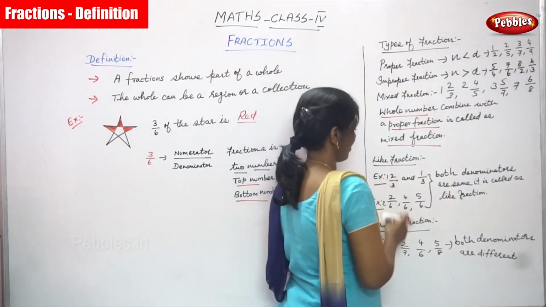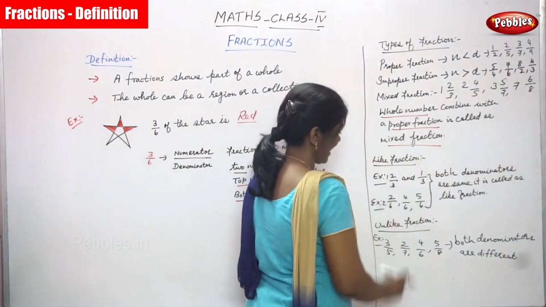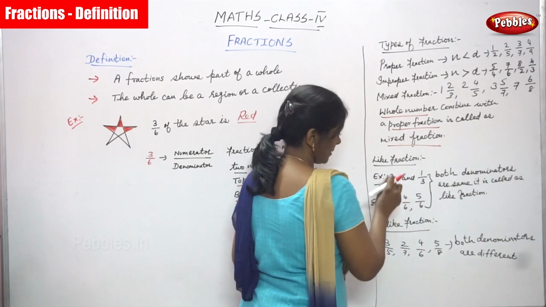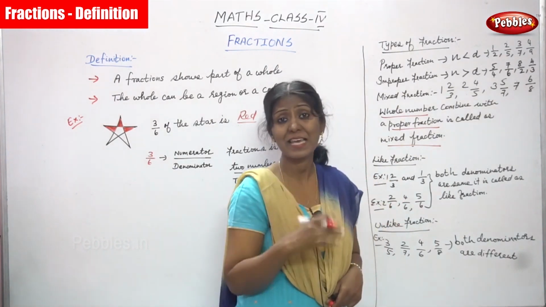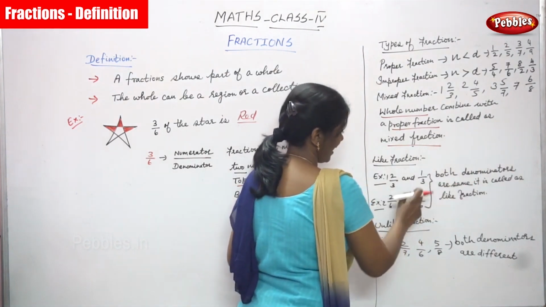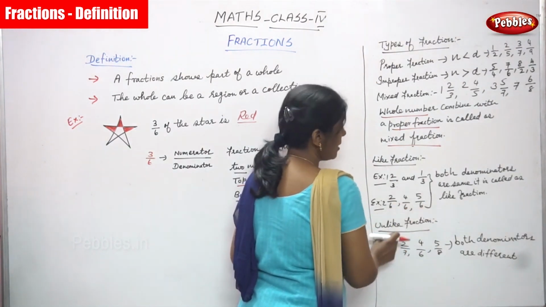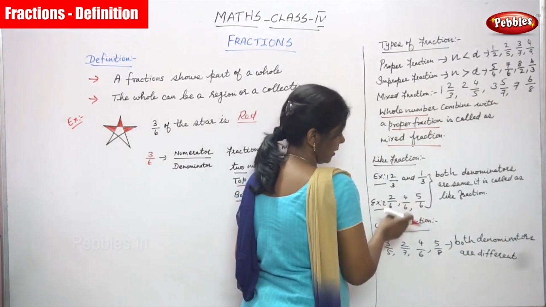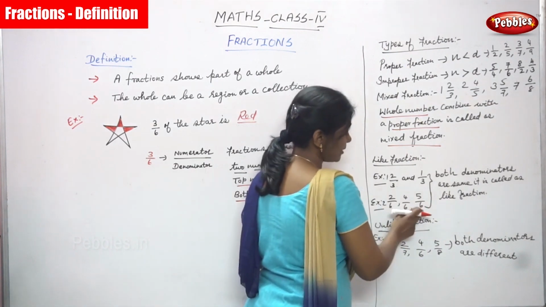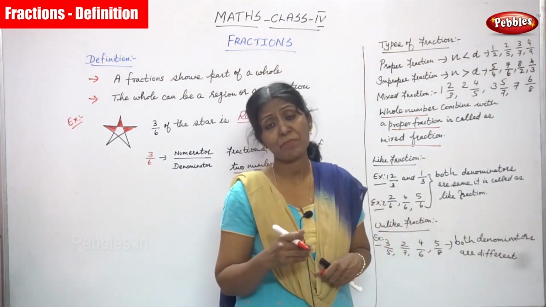Now we are going to see like fractions. Like fraction, for example 2 by 3 and 1 by 3. The denominators are the same but the numerators are different. In these fractions, all the denominators are the same, so it is a like fraction. Then 2 by 6, 4 by 6, 5 by 6. There are 3 fractions given on the board, and all the denominators are the same. So it is a like fraction.